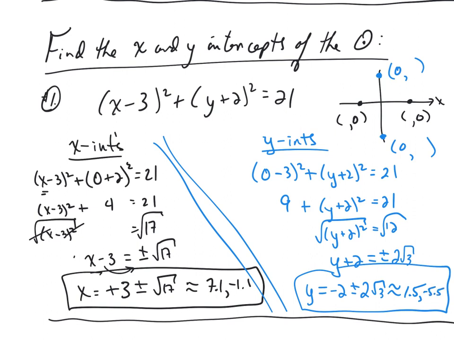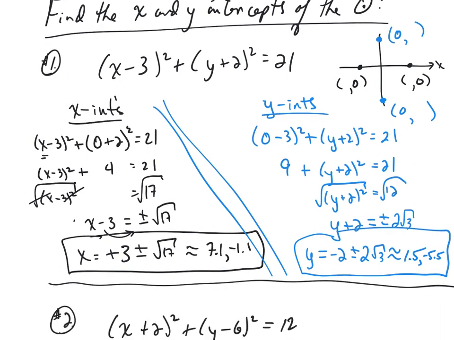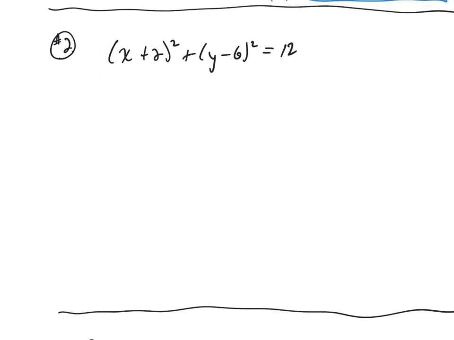Okay? So we can find x and y intercepts pretty easy. I do need to run through a second example though, just because something special happens occasionally, and I just need to make sure we talk that through. So again, I'm going to find x-intercepts, and I'm going to find y-intercepts.